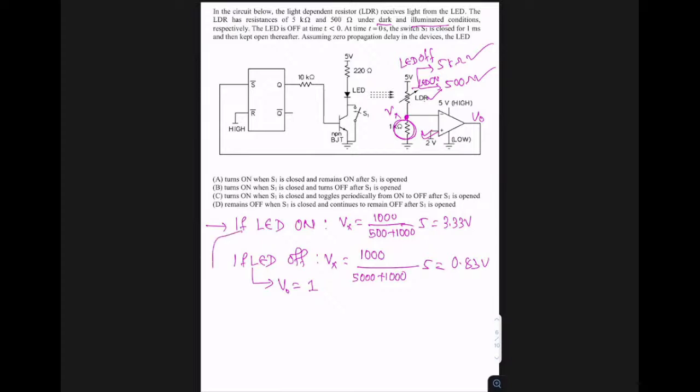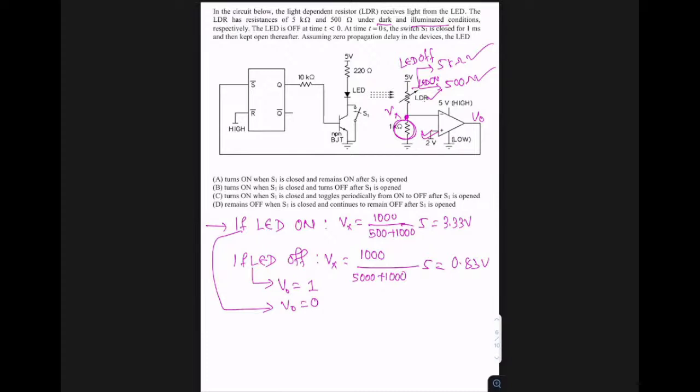And when LED is on, Vx is equal to 3.33. So 2 is less than 3.33. Here it is 0. I mean logic 1. Logic 1 means 5 volts. 0 means logic 0, that is 0 volts. Okay. Now what is the consequence of this?